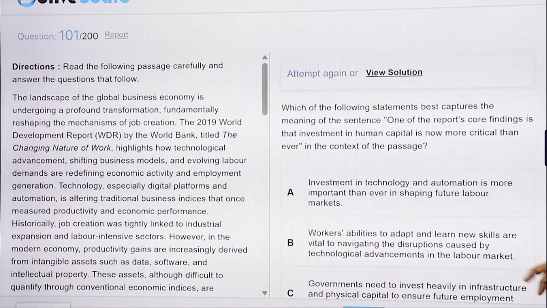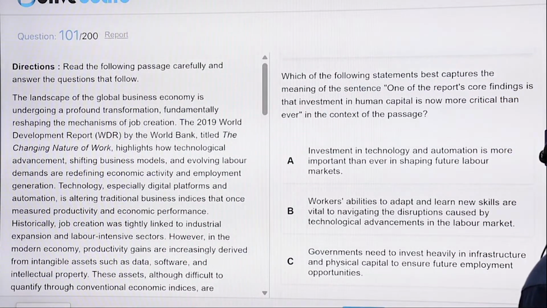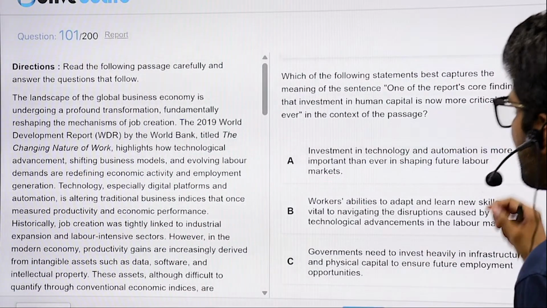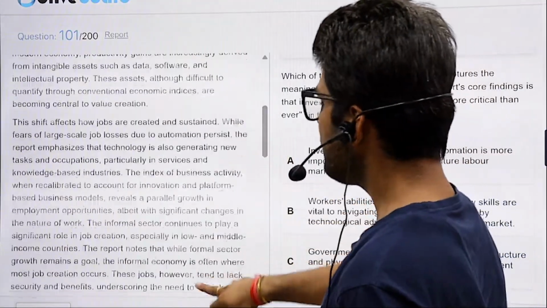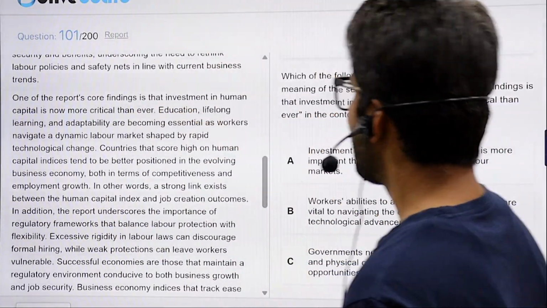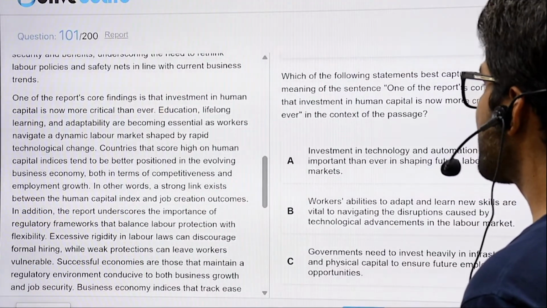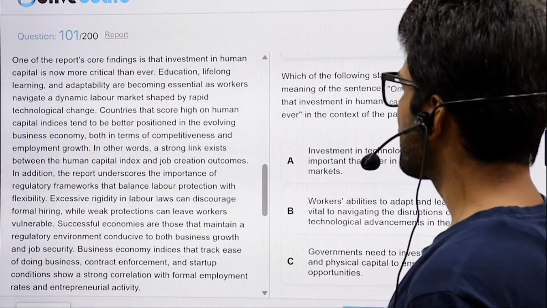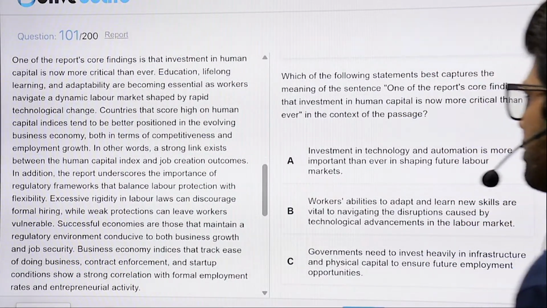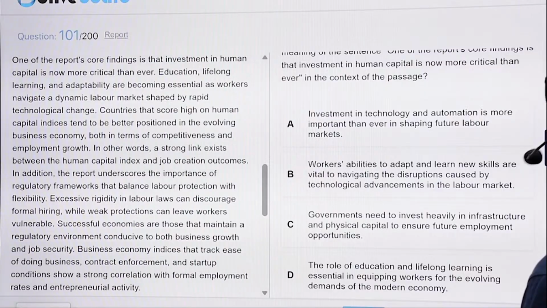Okay, a couple more to finish things off. Which of the following best captures the meaning of one of the report's core findings: that investment in human capital is now more critical than ever. One of the findings, education, it says lifelong learning, adaptability are becoming essential as workers navigate a dynamic labor market shaped by rapid technological change. Countries that score high are better positioned in the evolving economy. Investment in technology and automation is more important.